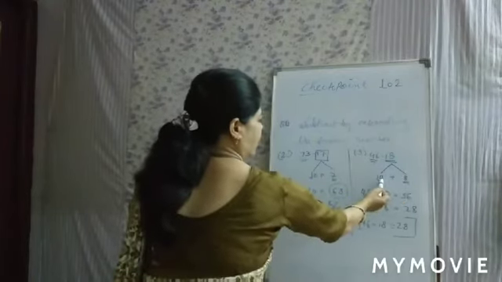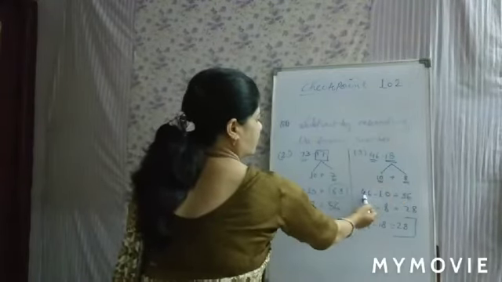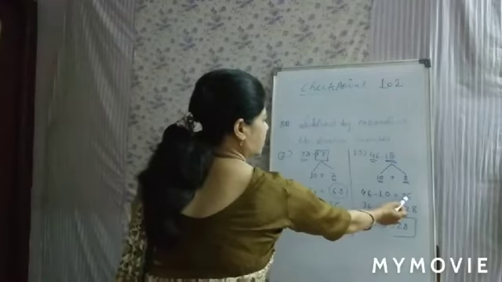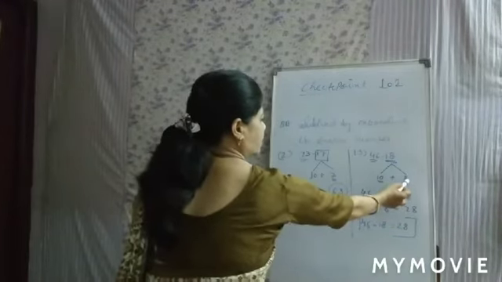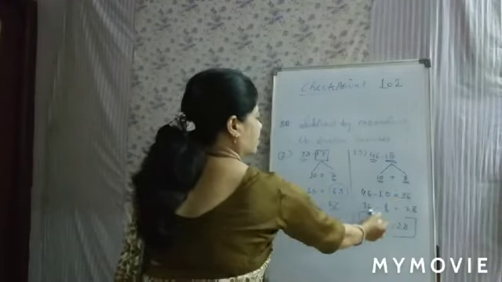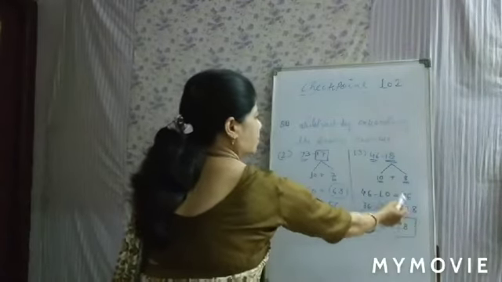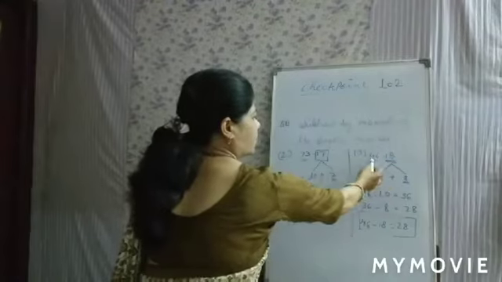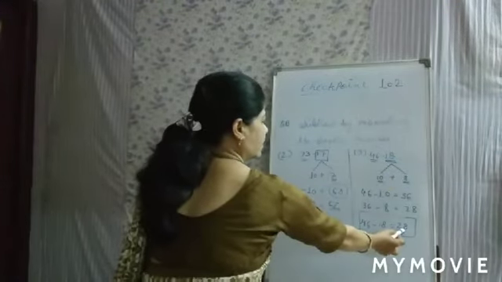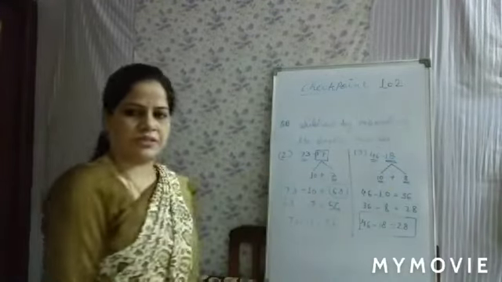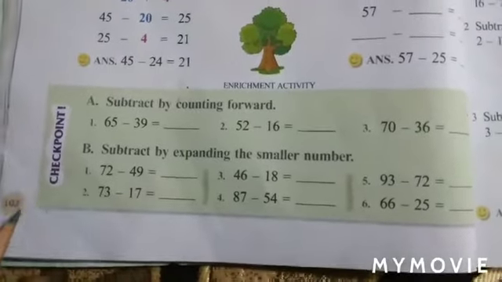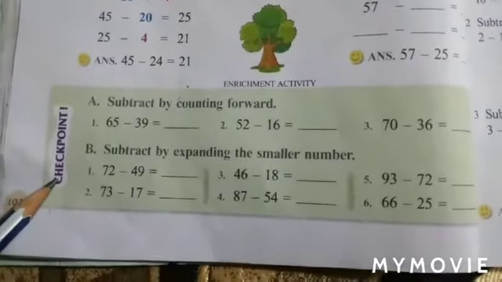Then you have to subtract 10 from 46. 46 minus 10 will be 36. Then you have to subtract 8 from 36. 36 minus 8 will be 28. Means when you subtract 18 from 46, you will get 28, which is the difference. This is the question which I have explained.